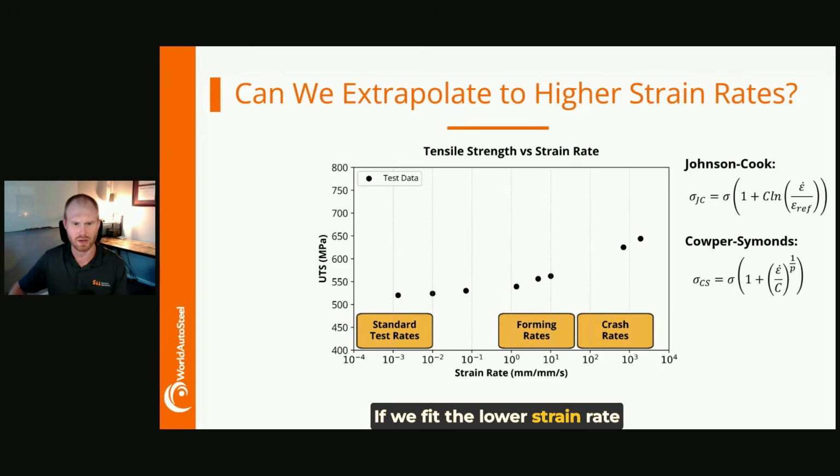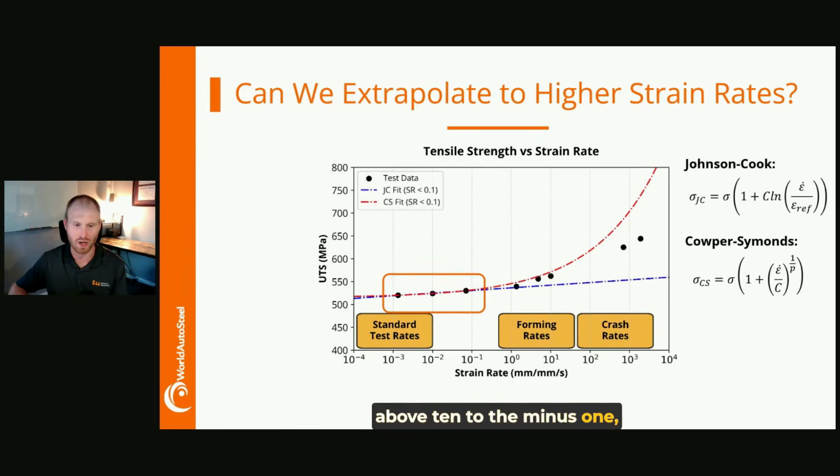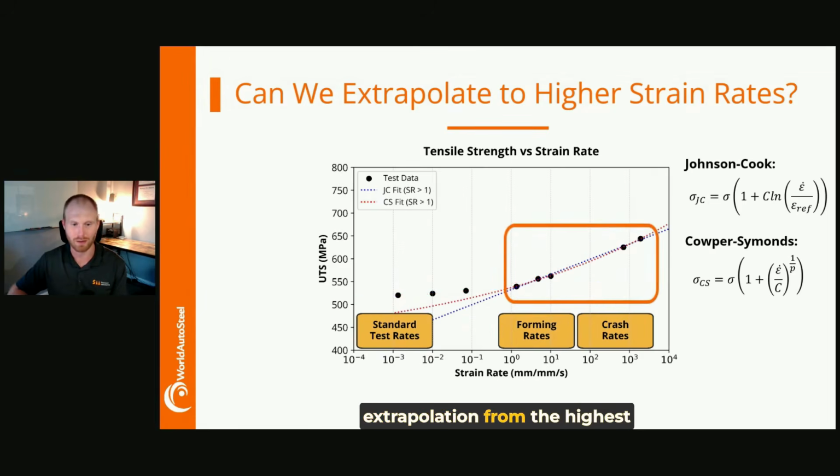If we fit the lower strain rate data to these models, we can see that the agreement above 10 to the minus 1 or 10 to the 0, 10 to the 1, somewhere around that realm, drops off really quickly, with both models drastically misrepresenting the material's strength at strain rates present in crashes. For completeness, we can also look at extrapolation from the highest strain rates down, and we can see that that also doesn't present a good model fit.